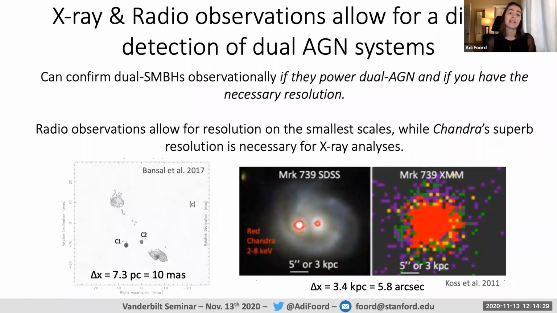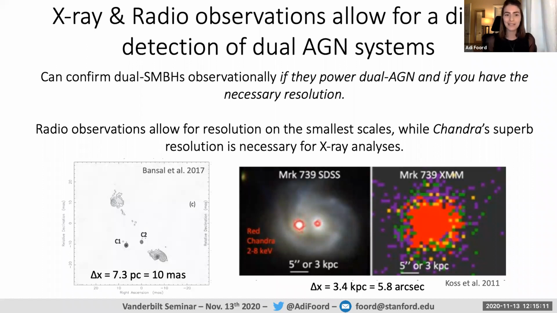So the idea is that you can confirm a dual supermassive black hole system observationally if both black holes are actively accreting and if you have the necessary resolution. So with radio observations, you can resolve systems on the smallest scales. And on the left-hand side, I'm showing a figure taken from Banzel et al., where they used the VLBI, which is radio observations, to detect what they were claiming was a binary AGN. So C1 and C2 are the two radio cores, and they're attributing the emission of those cores to 2-AGN. And with the VLBI, they are able to resolve this system where the projected physical separation was around 7 parsecs.